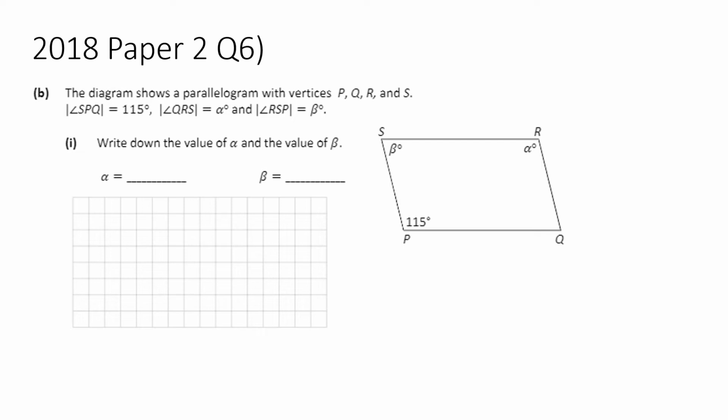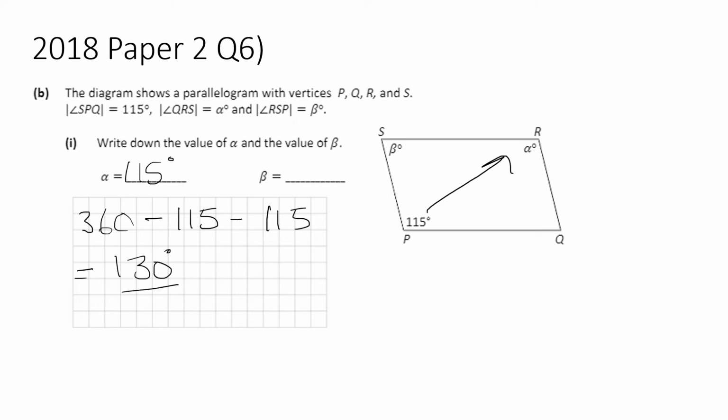So for part B, you have this parallelogram here, and it's got sides PQ and QR and angle SPQ. So SPQ is 115, and then you have angle QRS is alpha, and then you have angle RSP is beta. Opposite angles in a parallelogram are equal, so alpha is 115 degrees to start with. To find beta then, all 4 angles in a parallelogram add up to 360. So we do 360 minus the 115 minus the 115 as well, and that leaves you with 130 degrees. That's to be split amongst 2 angles, so just halve it, and that's 65 degrees.